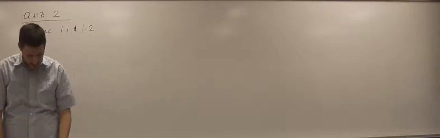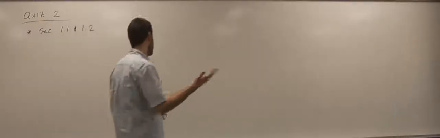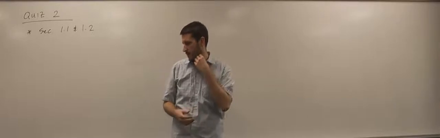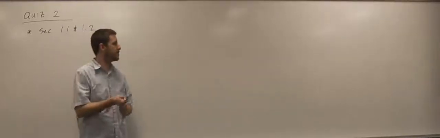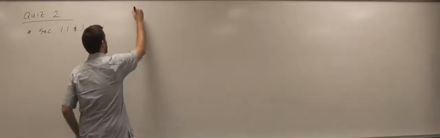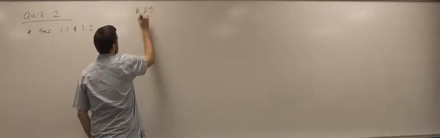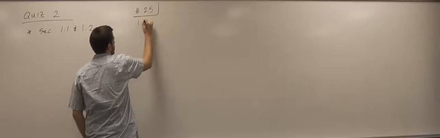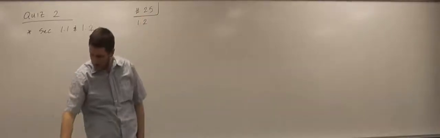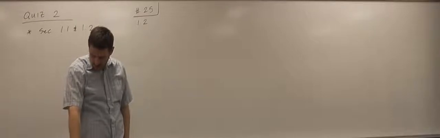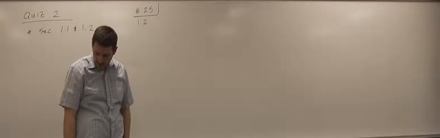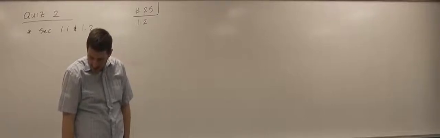Okay. I'll just go through. Let's start with 25, and then we'll just keep going until we run out of time and need to start new stuff. Okay? So number 25 from section 1.2. Let's see. It gives you limits of piecewise function. So it wants you to identify the values of c for which the limit exists.